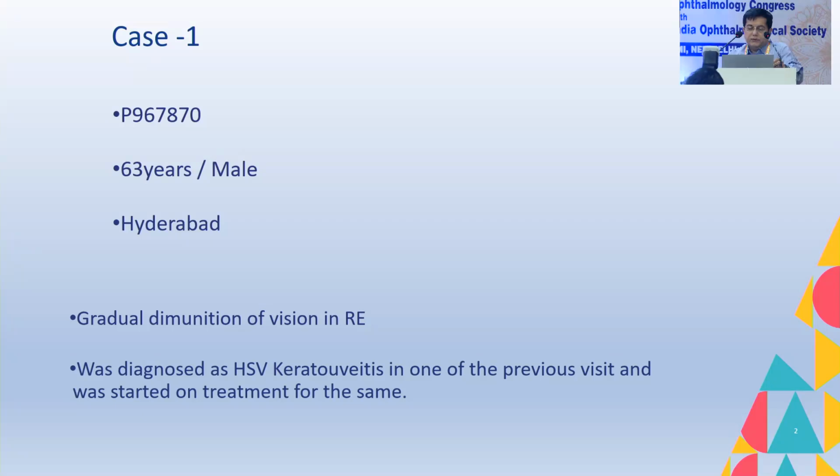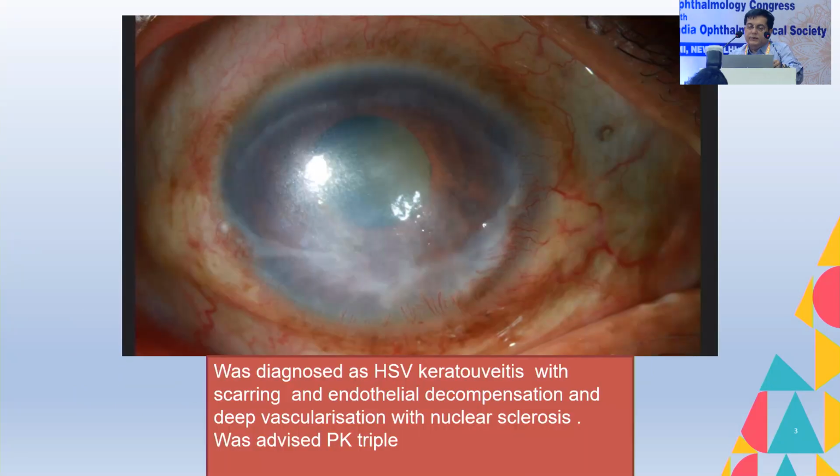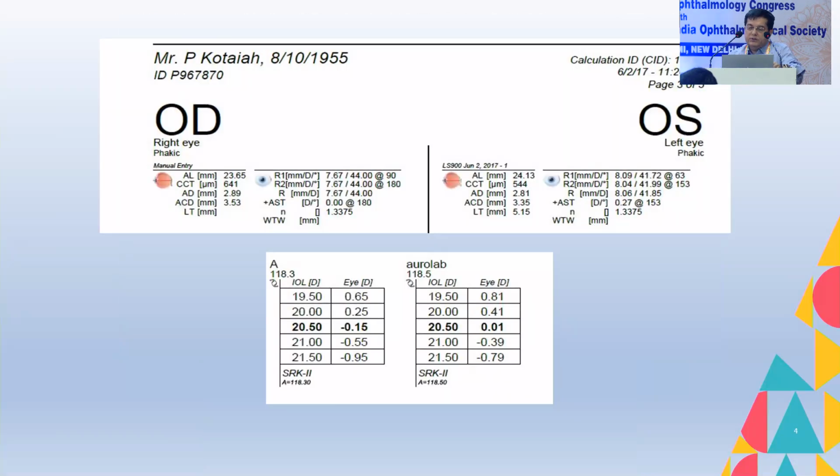I shall be talking about the IOL calculation in the penetrating keratoplasty scenario, or the corneal transplant scenario. This is a 63-year-old gentleman who came to us for visual rehabilitation. He had keratouveitis earlier in the eye, which has led to scarring as well as endothelial decompensation. So we had to do a corneal transplant, plus there was a cataract. So we decided that we will do a triple procedure.